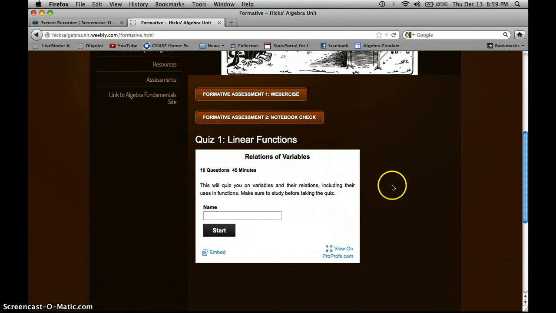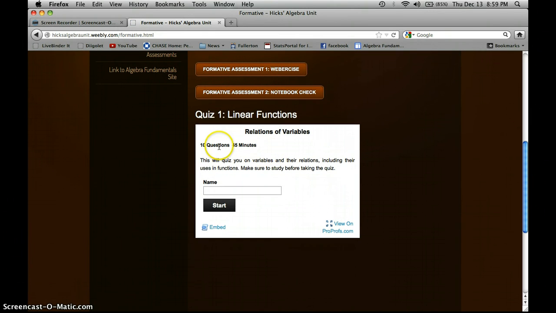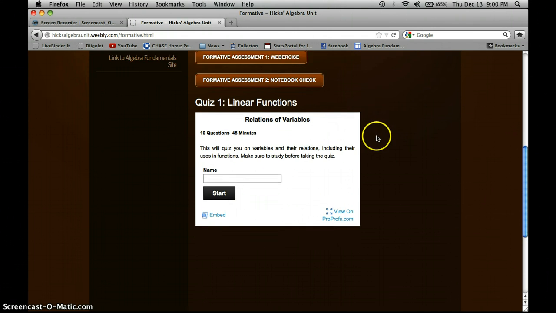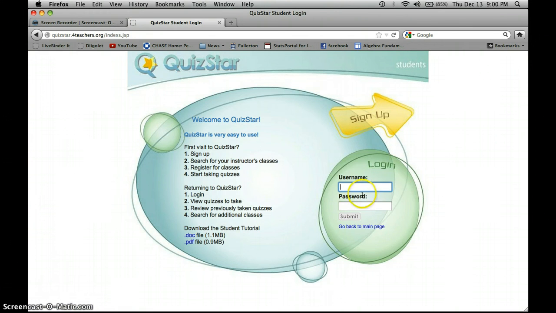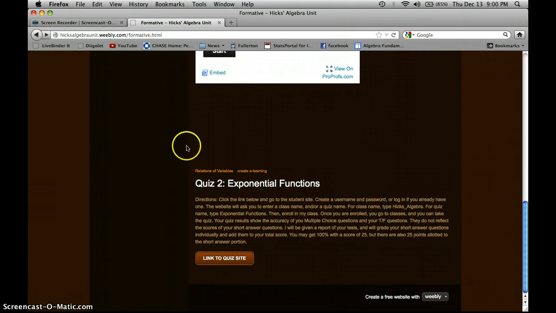And then last, I have these two assessments. This is a 10-question quiz. I give them way more than enough time. 45 minutes is definitely enough. And then it sends the score to me somewhere, not to my email. And then this quiz is different. I give them the directions. They're basically going to click on this link, which is going to take them to the quiz site. They're going to make a login and everything, and it gives me stats on how they're doing.